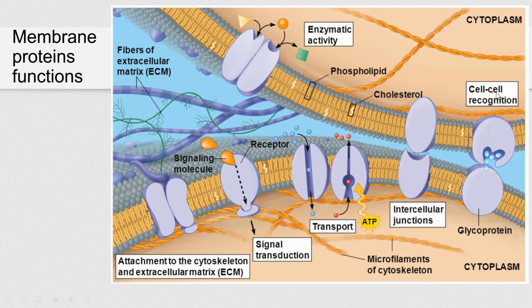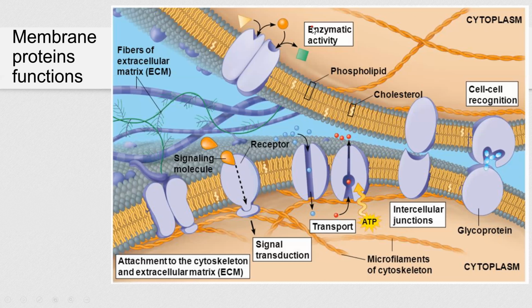Another function is cell-to-cell recognition. So, for example, cells of your immune system need to recognize your own cells, so they will rely on this glycocalyx that we will discuss in a couple of minutes, right? But that's cell-to-cell recognition. And this sugar is attached to a protein, making it a glycoprotein. And another cell will have a special receptor that will recognize this glycoprotein.